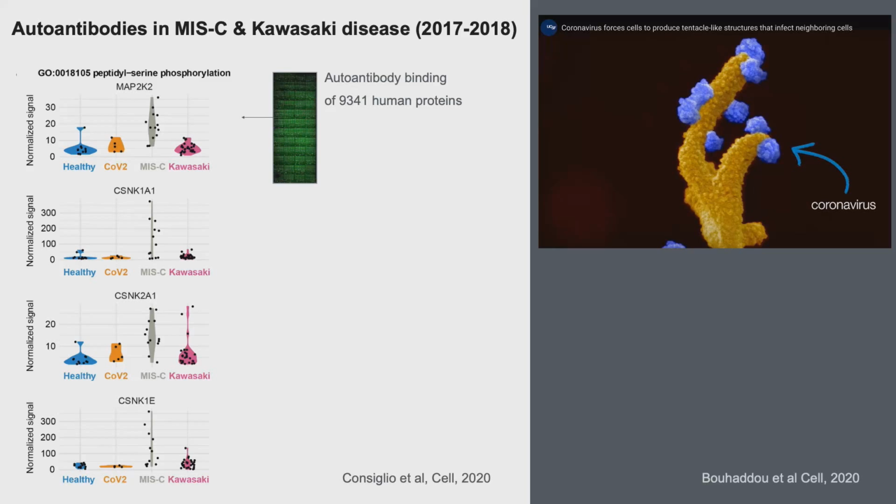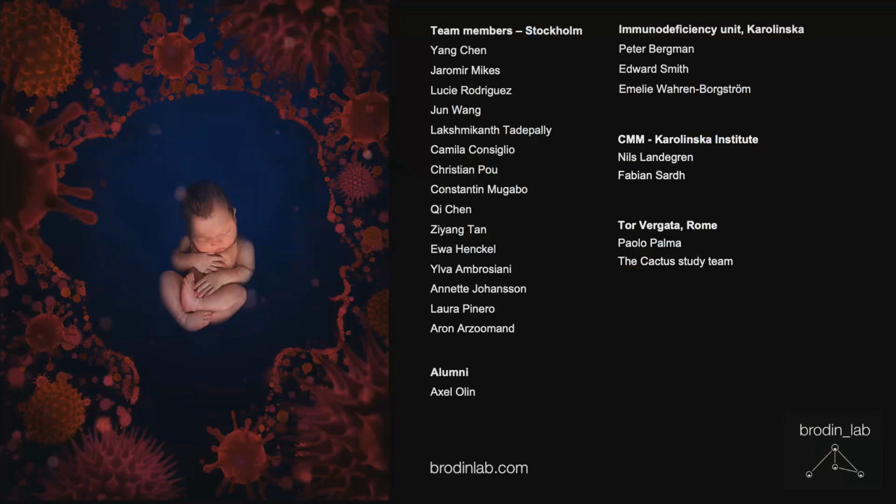And in our analysis, we find that antibodies to casein kinases are strongly induced in patients with MIS-C, more so than in any of the other disease conditions we've looked at, potentially suggesting that these autoantibodies are important in the pathophysiology of this condition. So with this, I would like to thank a phenomenal group of researchers that I work with at the Karolinska Institute in Stockholm, as well as colleagues in the immunodeficiency unit at the Karolinska University Hospital, and colleagues in Rome and in Stockholm who collaborated on the MIS-C study. With this, thank you very much, and I'm happy to take any questions.